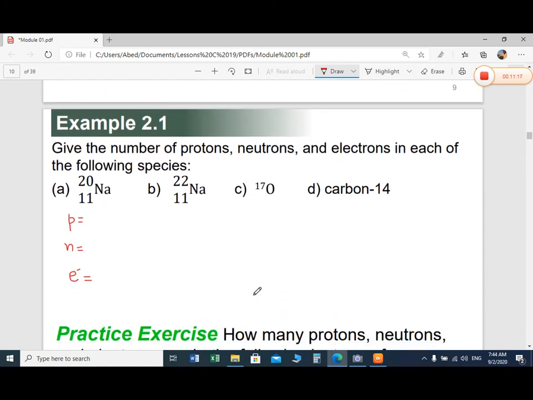So now come to the actual exercise here. In this exercise 2.1, we are asked to calculate the number of protons, neutrons and electrons in one isotope of sodium. You see here the atomic number in both cases is the same, but the mass number is different, which means the number of neutrons will be different in this case.